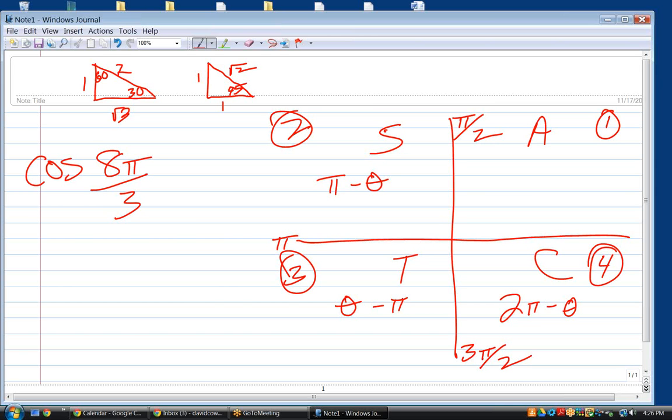Subtract or add multiples of 2 pi. In other words, you can always subtract 2 pi or add 2 pi. In other words, 30 degrees is the same as 390 degrees, which is the same as 750 degrees. So all I'm doing is adding 360. It's called coterminal angles. So in order to get this inside of one of these quadrants, I'm going to subtract 2 pi. What's 8 pi over 3 minus 2 pi?